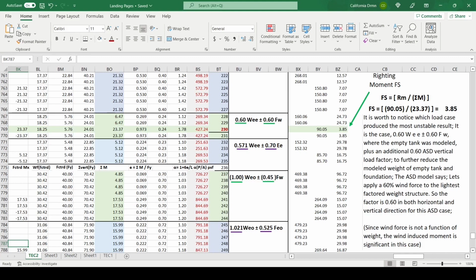The ASD model says, let's apply a 60% wind force to the lightest factored weight structure. So the factor is 0.60 in both horizontal and vertical direction for this ASD case. Since wind force is not a function of weight, the wind-induced moment is significant in this case.